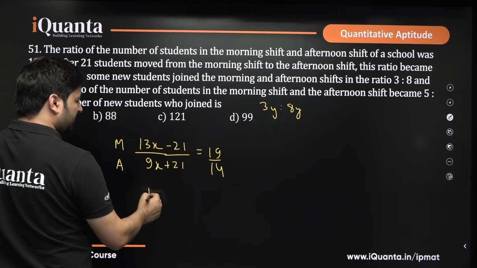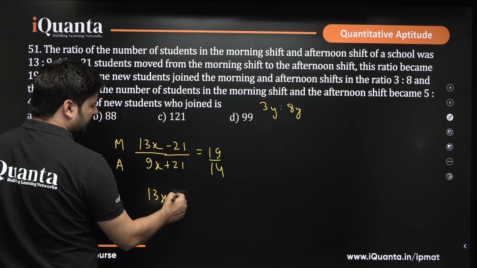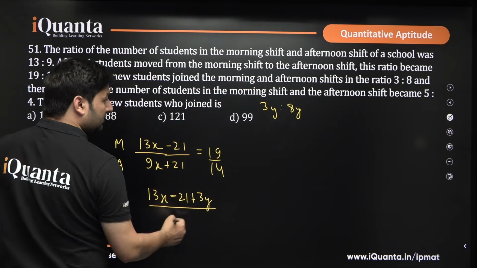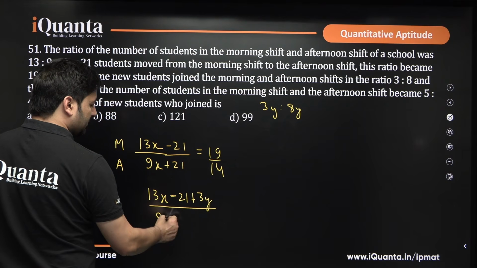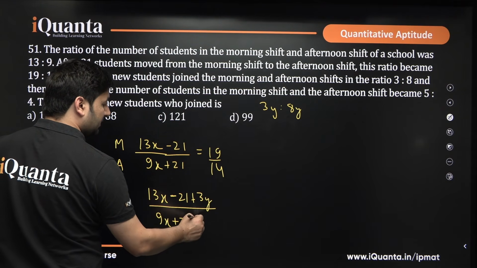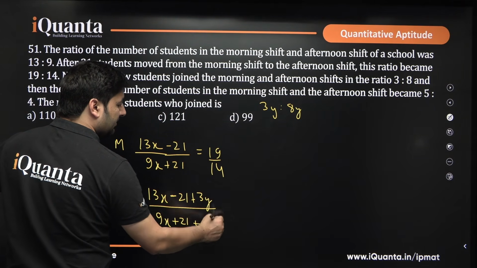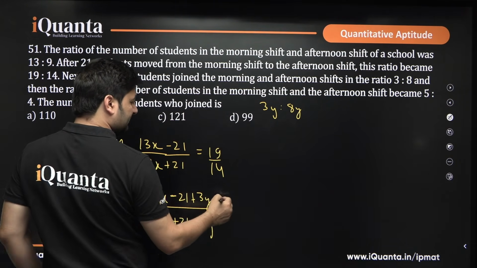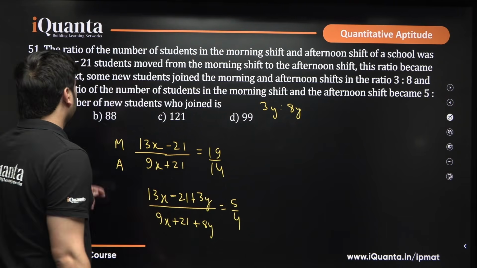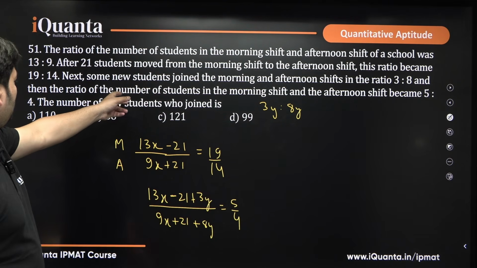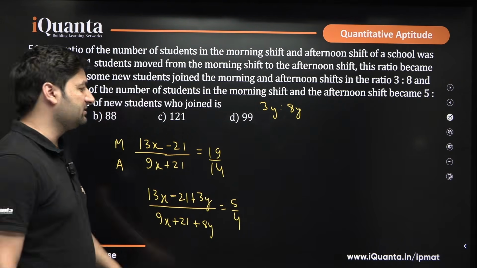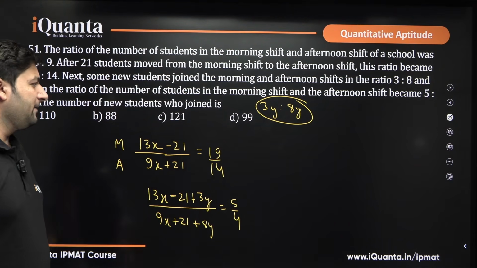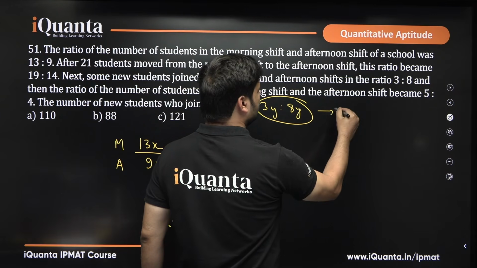So morning shift new students will be 13x minus 21 plus 3y upon 9x plus 21 plus 8y. And that ratio after this increase is how much? 5:4. The question is asking the number of new students who joined. How many new students are joining? This is the number of new students joining, isn't it? 3y plus 8y, that means it should be 11y.